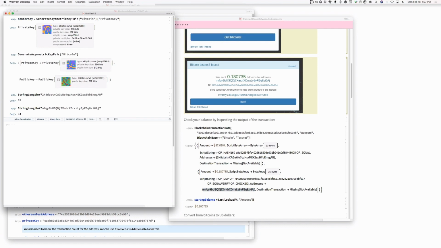Oh, I believe it's because their address is a pay to script hash address, and our address is a pay to public key hash address. So they are a little bit different. I didn't understand that. Explain that again.